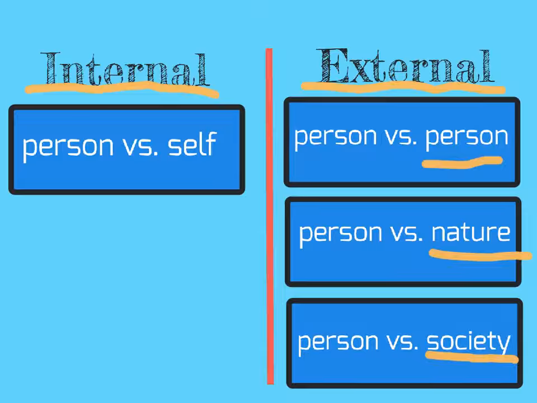Now, the internal are your person versus self. They're things that are within our brains, our emotions, our thoughts, things that we have a little bit more control over.